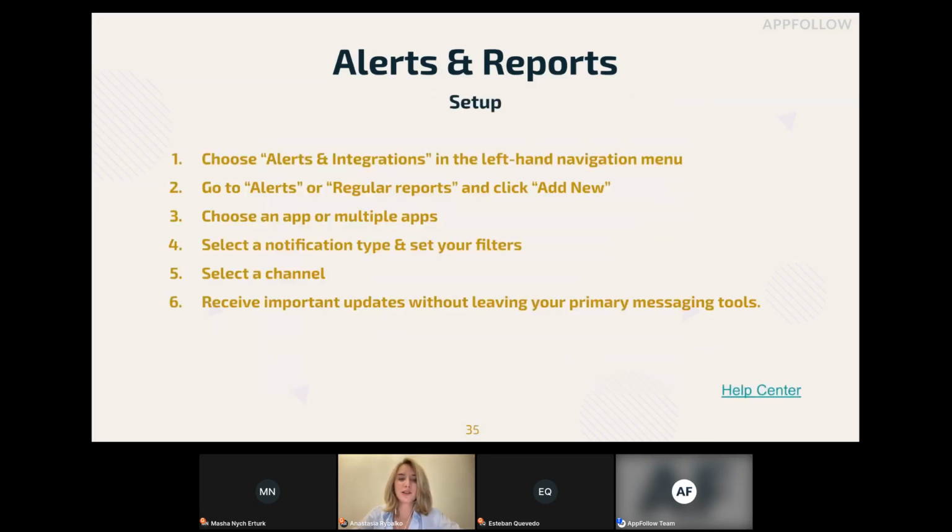We have several other alert types that we can spend a whole session talking about, so I encourage you to check them out for yourself and take advantage of the flexible customization options. Alerts and reports are available in any section of your AppFollow workspace. To set one up, just access the Alerts and Integrations tab in the left-hand navigation menu, and then choose the alert or report you want to try.